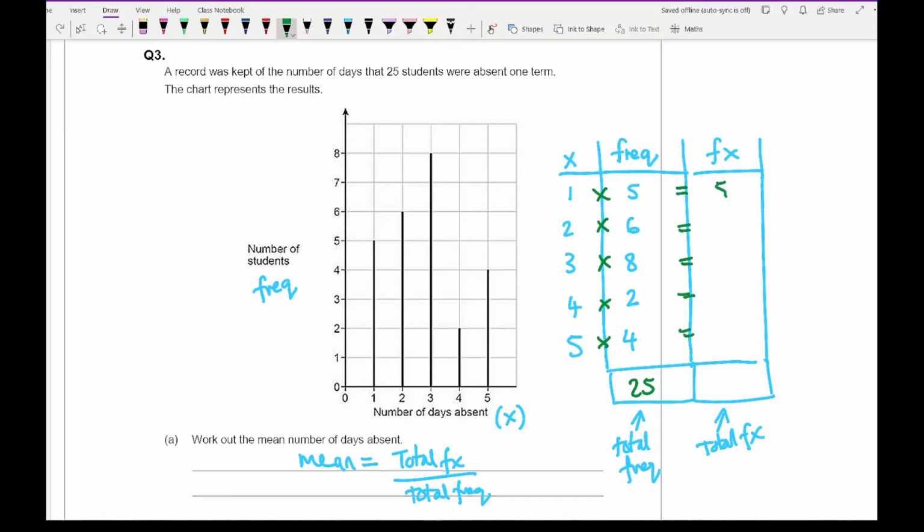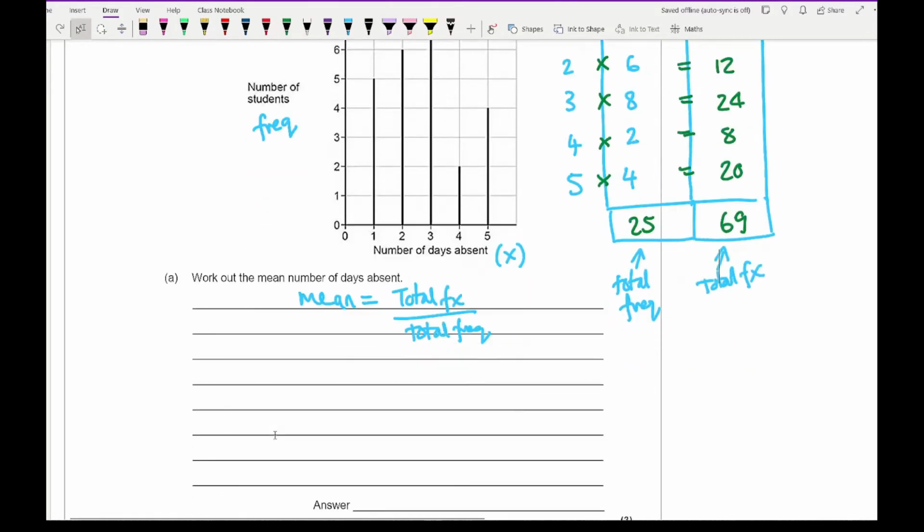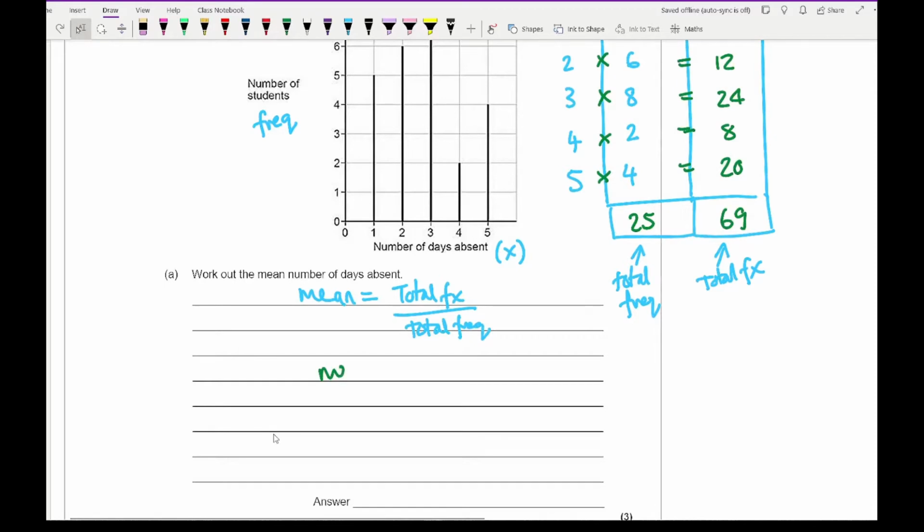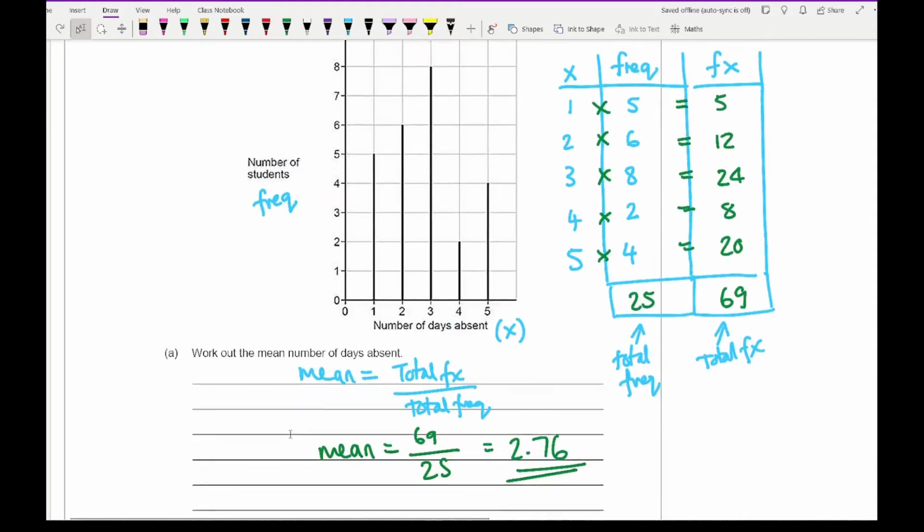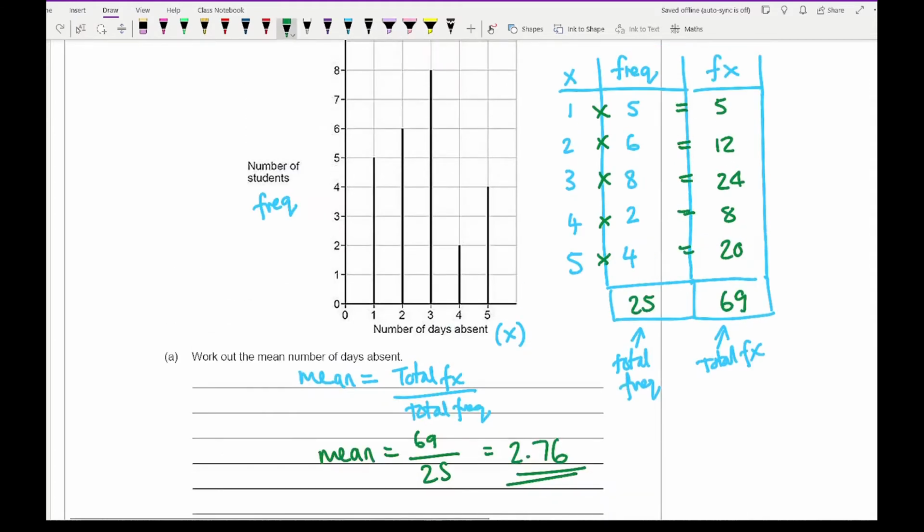I get 5, 2 times 6 is 12, 3 times 8 is 24, 4 times 2 is 8, and 5 times 4 is 20. Then adding all those numbers up, I get 69. So then from this, using this formula to work out the mean, it's going to be 69 divided by 25, and I type that into my calculator, I get 2.76. Now I can always check to see if that's correct. So I look at which bar is the most popular, which is 3.